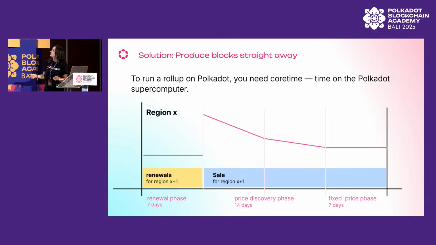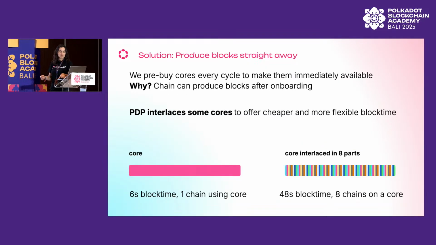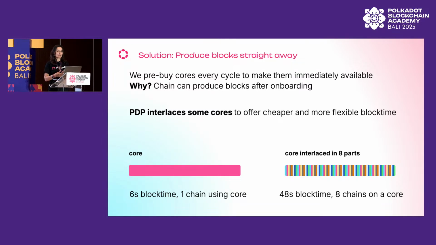So what we're doing is buying cores in advance, and we are providing full cores to users with 6-second block time. So basically, it's the best.